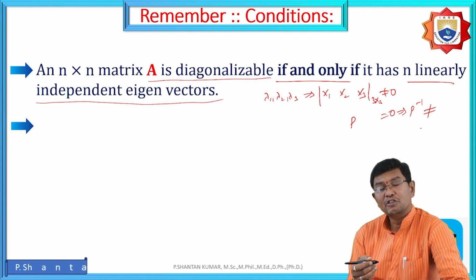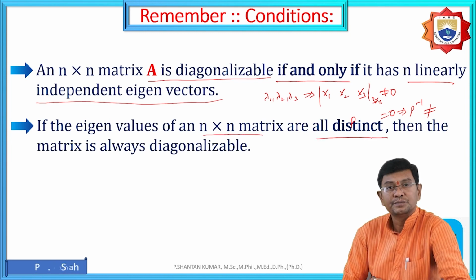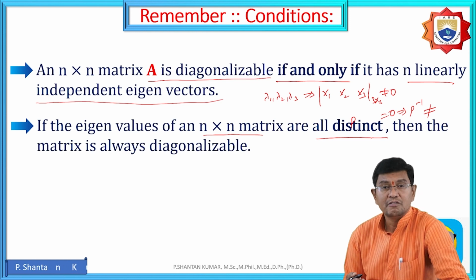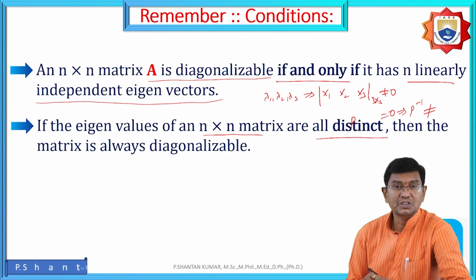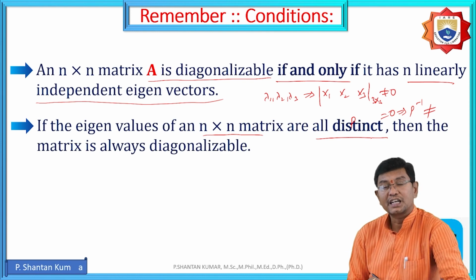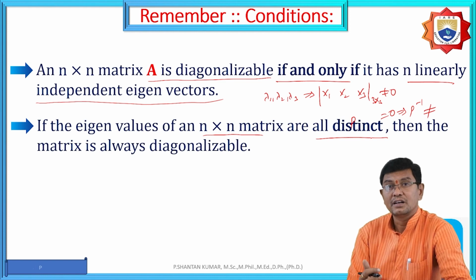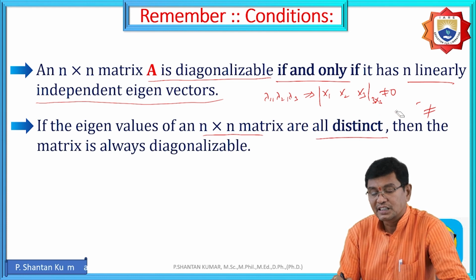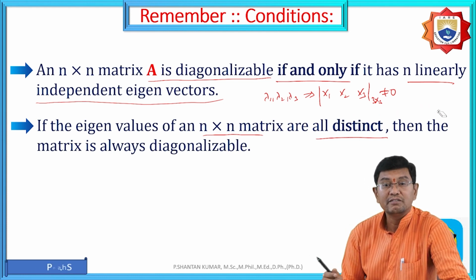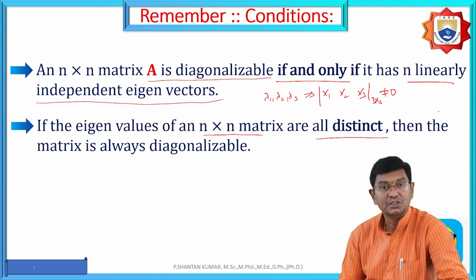And the second one: if the eigenvalues of an n by n matrix are all distinct. In other terminology, from the characteristic equation, after solving it, we get some values, which are called eigenvalues. If the eigenvalues are different, the different is called distinct. Whenever the eigenvalues are distinct, then automatically the matrix is diagonalizable.